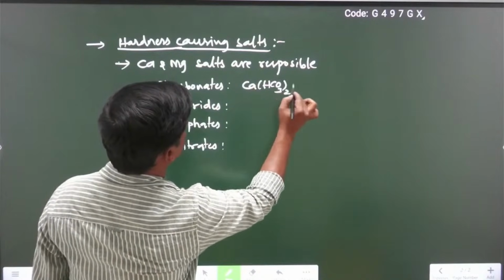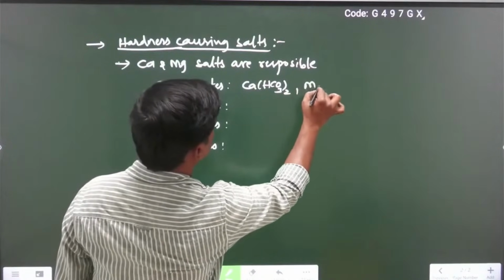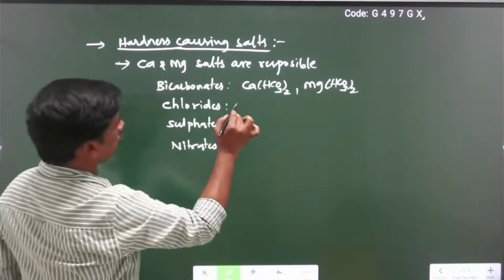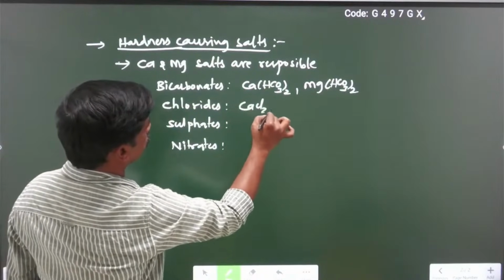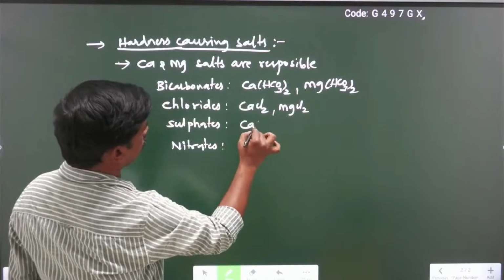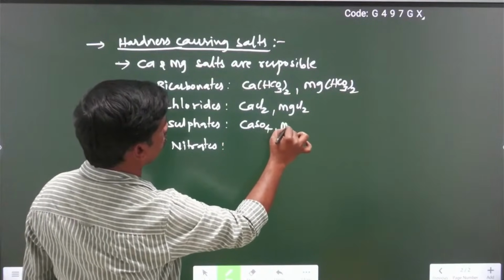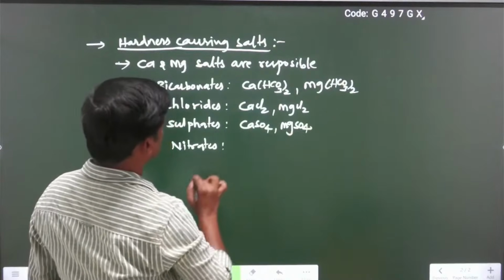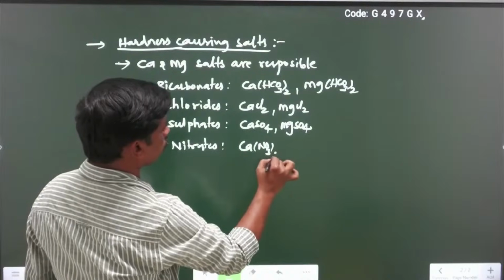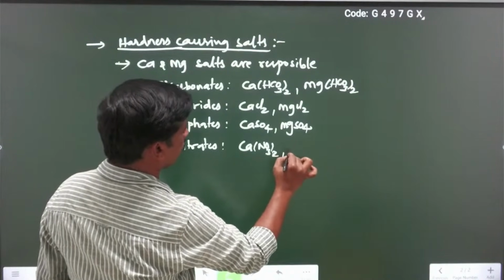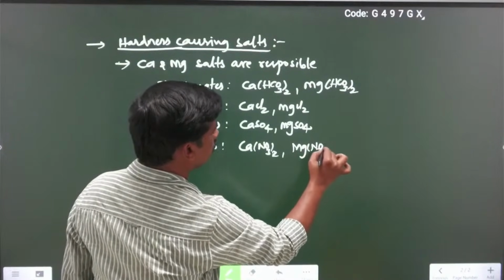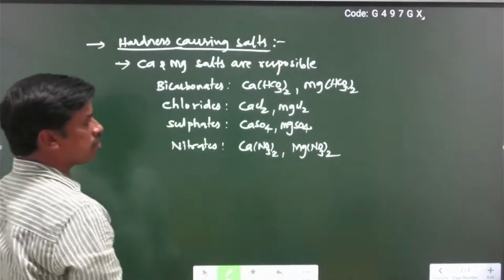Calcium bicarbonate Ca(HCO3)2 and magnesium bicarbonate Mg(HCO3)2. Next, chlorides CaCl2 and MgCl2. Next, sulfates CaSO4 and MgSO4. Next, nitrates, calcium nitrate and magnesium nitrate. These are the salts responsible for hardness.